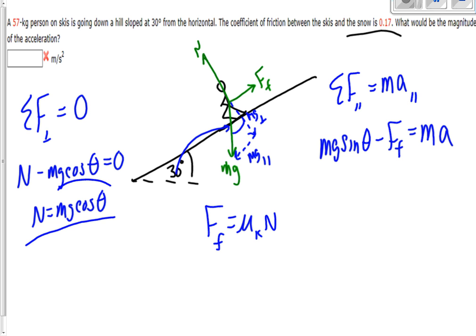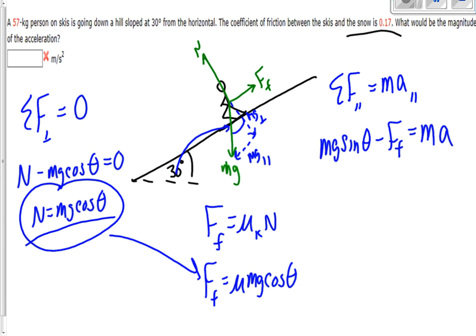And the normal force is not equal to his weight. It's equal to the perpendicular component of the weight. So that means the friction force is equal to mu mg cosine of theta. Okay? So that's the new part to these problems: we're going to be putting friction and inclines together. So that gives me, when I calculate here, mg sine theta minus mu mg cosine theta equals ma.